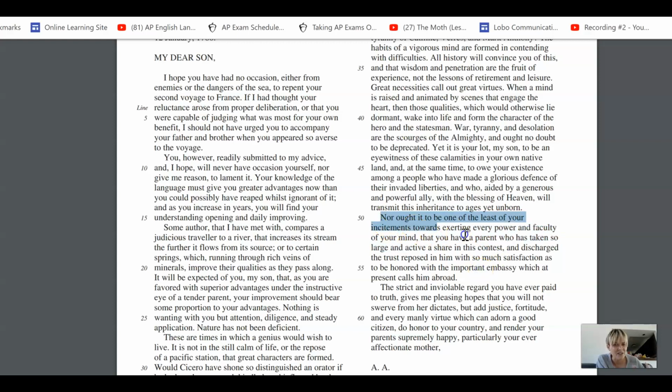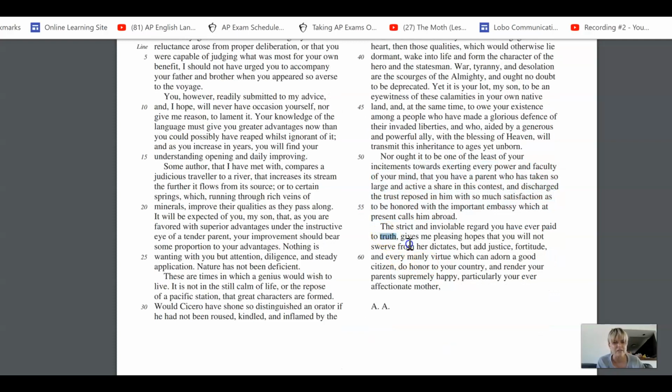So I don't know if you guys noticed, maybe that's a bit of a guilt trip there, where she's like, "I have also given so much for you, and discharged the trust reposed in him with so much satisfaction as to be honored with the important embassy at which present calls him abroad." So like, your parents have done much for you and now you have a lot being asked of you.